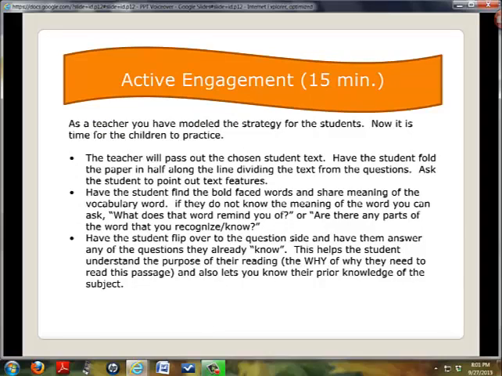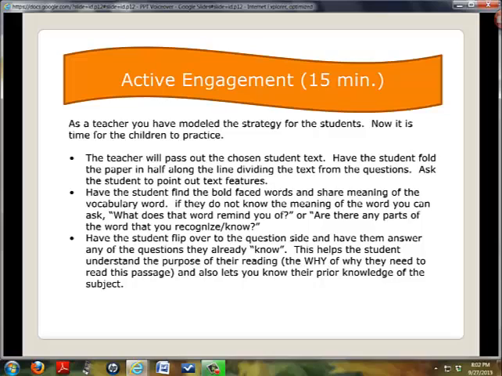During the active engagement portion, the teacher will pass out the chosen text. Have the student fold the paper in half along the line dividing the text from the questions, and ask the students to point out the text features. Have the students find the bold-faced words and share meaning of the vocabulary word. If they don't know the meaning, you can ask, "What does the word remind you of?" or use other clues to help them understand.